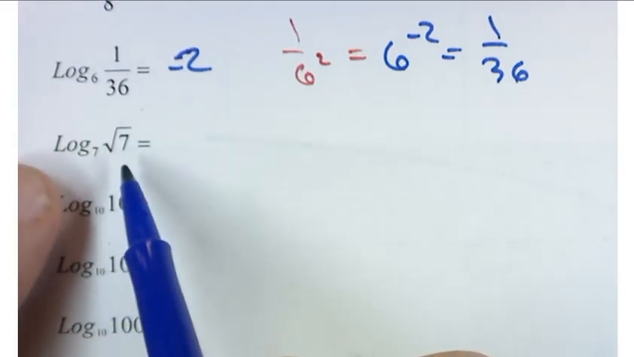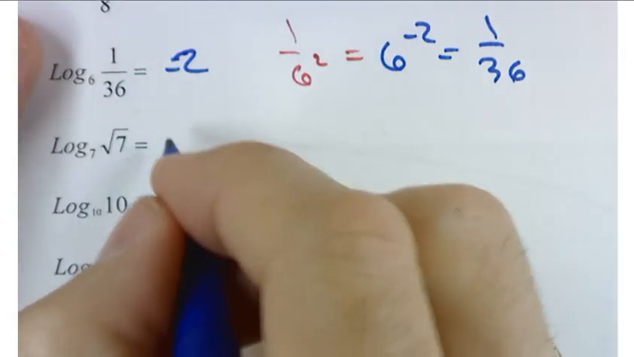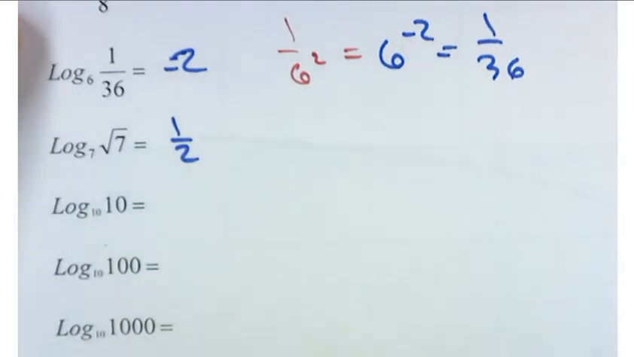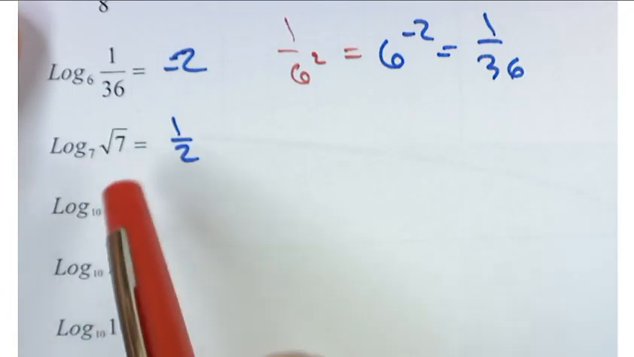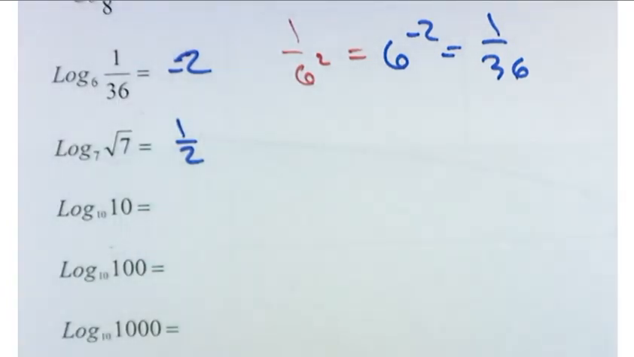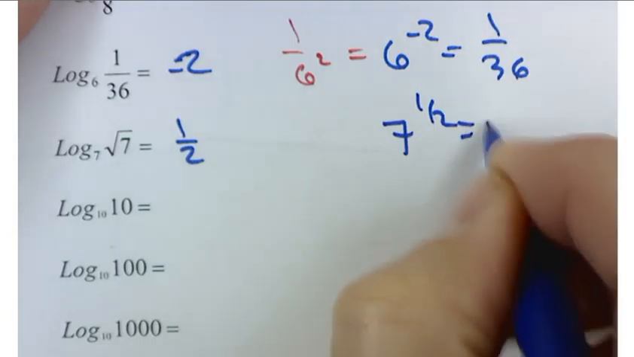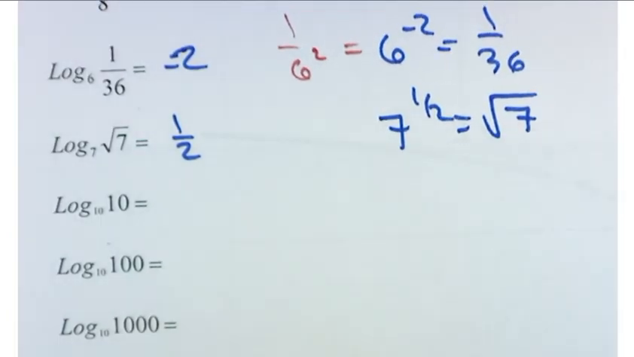Log base 7 of square root of 7. Good job, Matt. Thank you. So that's 1/2. And you might remember this as soon as we put it in exponential form. What would it look like in exponential form? What to what power equals what? Thank you. 7 to the 1/2 equals square root of 7. Remember, something to the 1/2 power is just like taking a square root. So those two things are interchangeable.